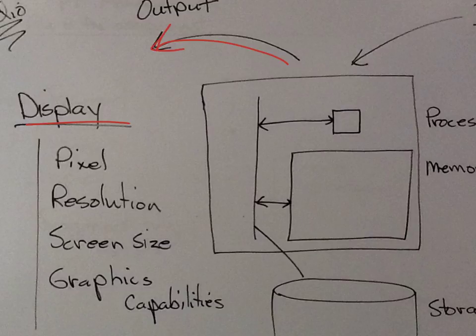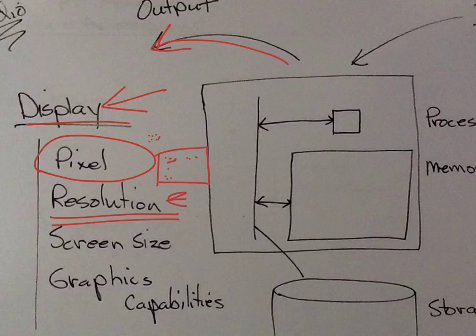So we talk about output. Devices have displays, and they're typically made up of pixels, a whole bunch of dots to make our image on the screen. And how many dots we have, so many dots by so many dots to make that image on the screen, that's called the resolution. Screen size, usually measured diagonally. And then the graphics capabilities of your device.